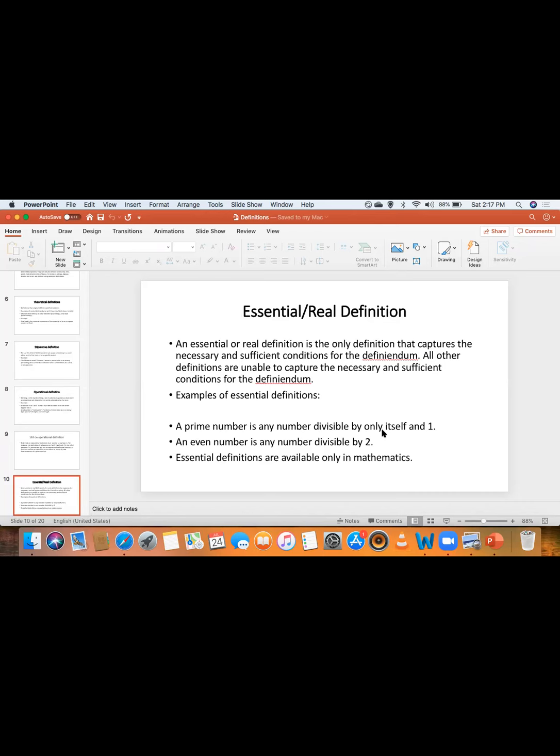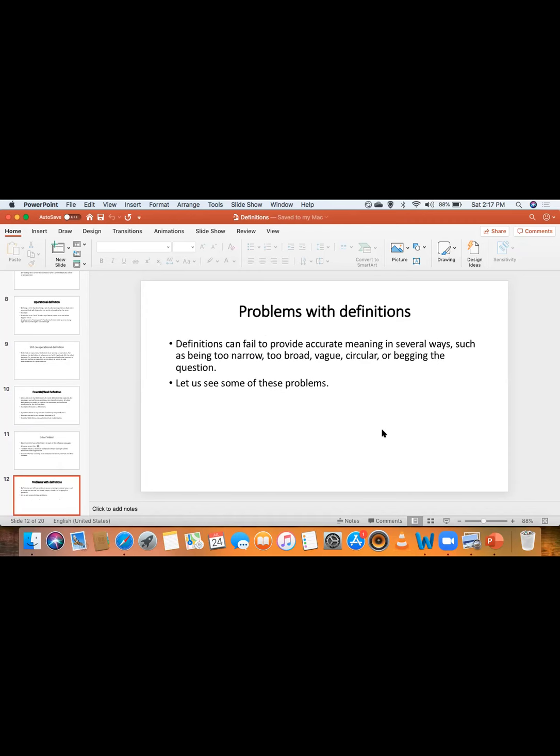Then we saw the essential definitions. We said these are definitions that we regard as real definitions. We said essential definitions are the only definitions that are completely accurate. Every other definition is essentially contestable. And then we saw problems with definitions.